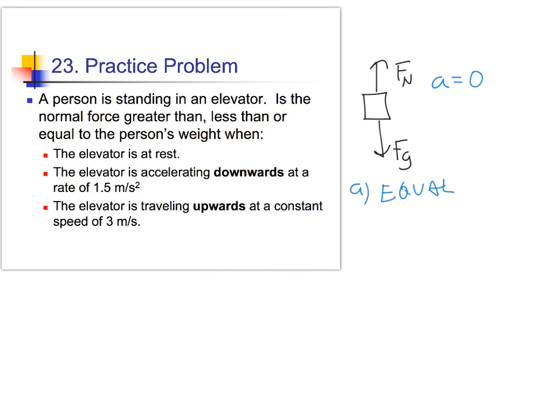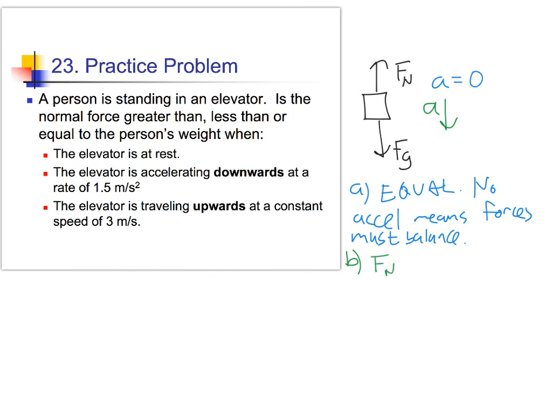The fact that we have no acceleration means those forces must balance. For situation B, the elevator is accelerating downwards at a rate of 1.5 meters per second squared. So in this situation, we now have a downward acceleration, and that means that Fn must be less than Fg, because we ultimately need a net force, or an unbalanced force, going down to lead to that downwards acceleration.